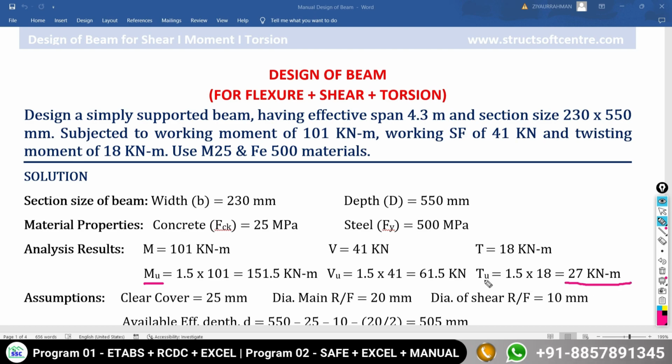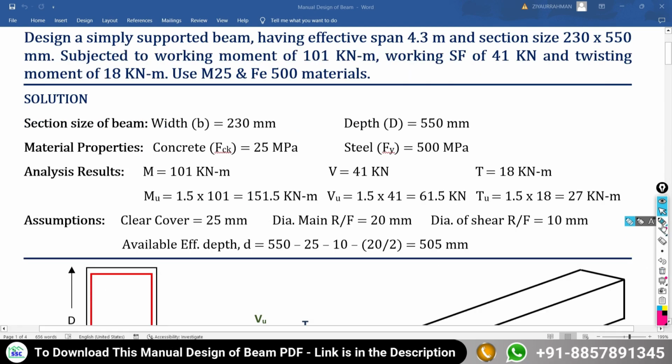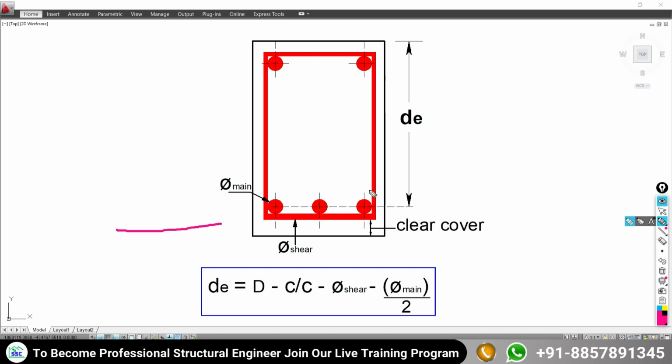After multiplying the factor 1.5 with all these basic values of service loads, we have to proceed further with some assumptions. What are those assumptions? Try to understand. Here we have to assume the clear cover for the beam. What does clear cover mean? Here with this figure, try to understand what clear cover means.